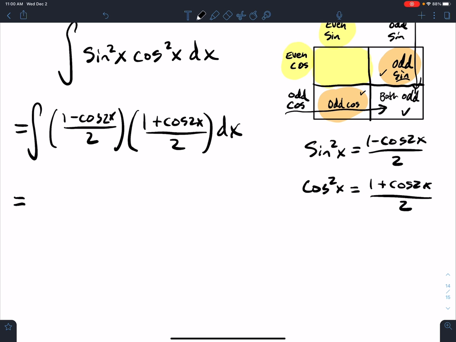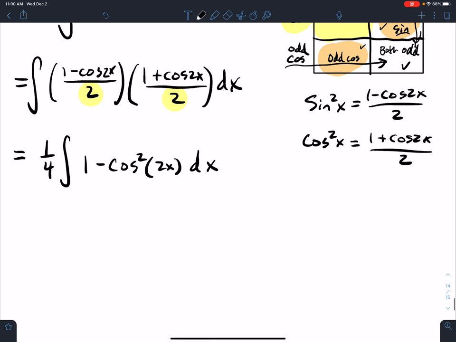And so what does this reduce to? Well, I multiply this out. I'm going to factor out a 1/4 because here and here, that's 4 in the denominator. Pull it out. And so I have 1 minus cosine, 1 plus cosine. So that's going to multiply to 1 minus cosine squared of 2x dx here. All right?